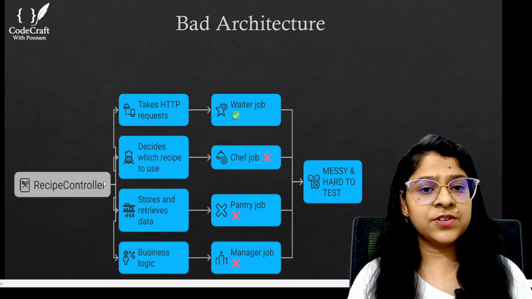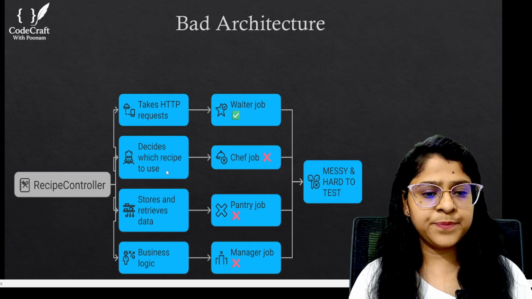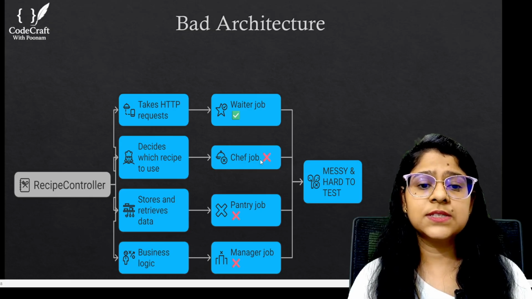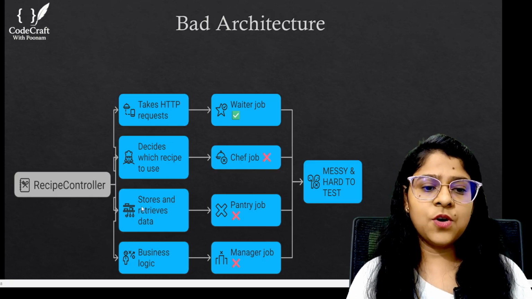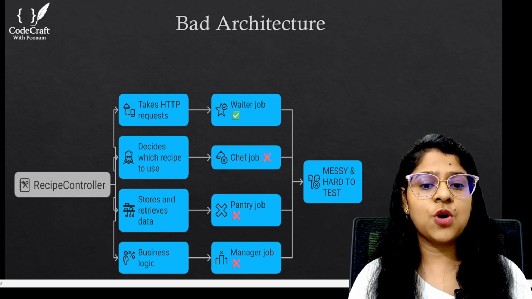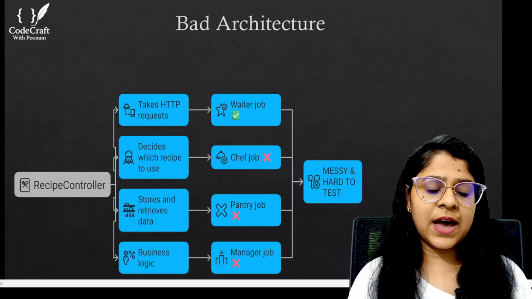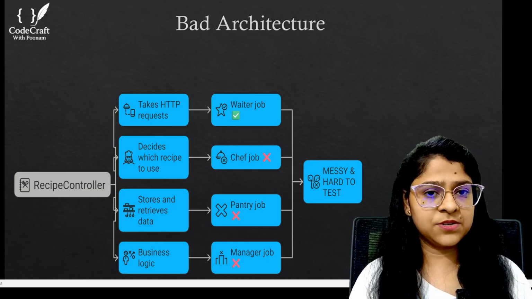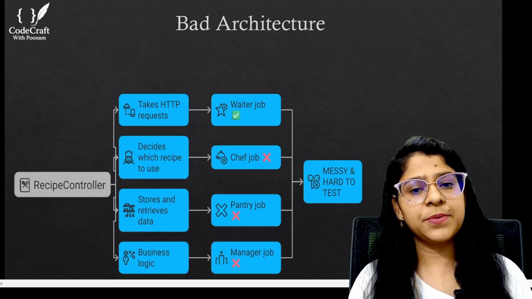But in our recipe controller, we also decided which recipes to use, right? But that is the job of the chef. So for this, a separate chef needs to be hired. We also stored and retrieved the data in the controller layer itself, but that is the job of a pantry. So for that, you need a separate layer. And we have written all our business logic in our recipe controller layer, but that is the job of a manager. For that, you need a separate layer.